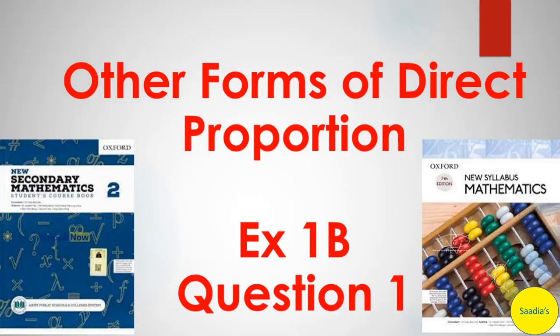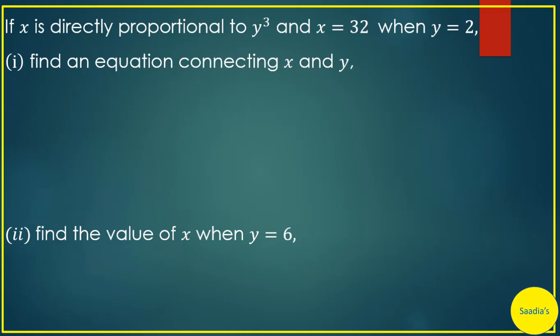Hello! In this video, we are going to solve some questions involving other forms of direct proportion. This is question number 1 of exercise 1b. If x is directly proportional to y cube and x is equal to 32 when y is 2, first part is find an equation connecting x and y.